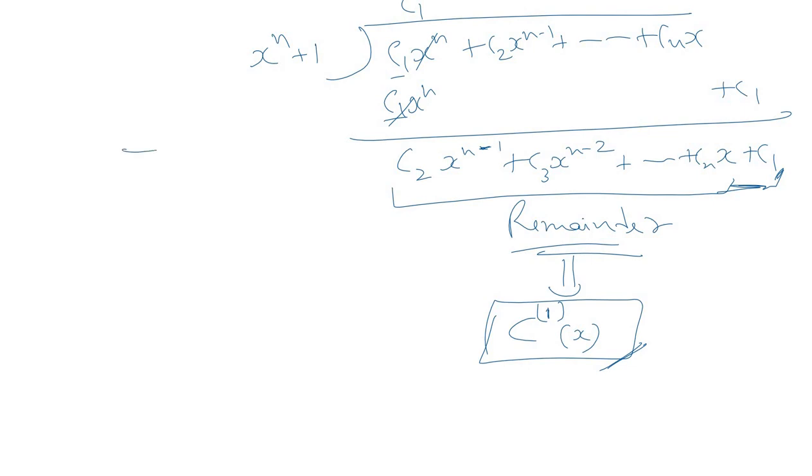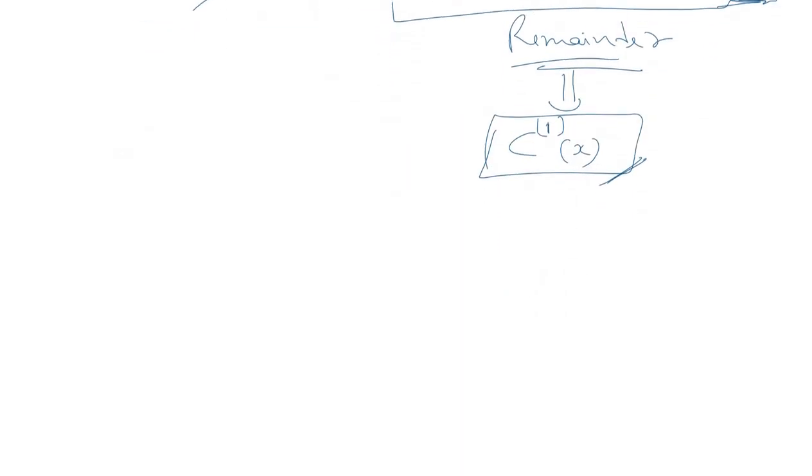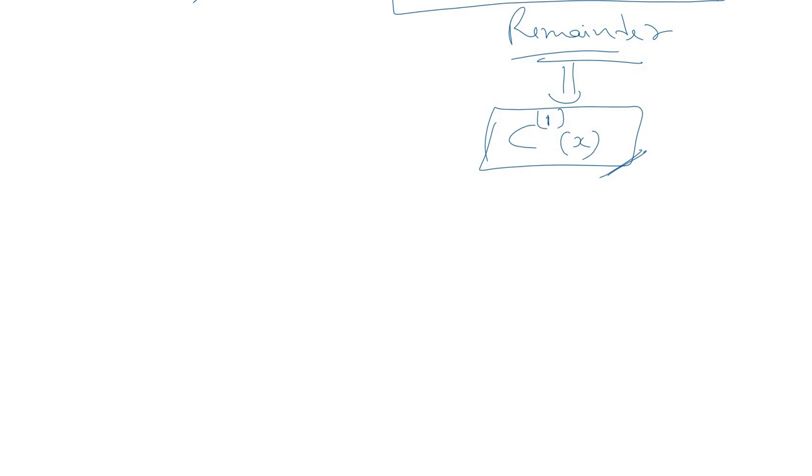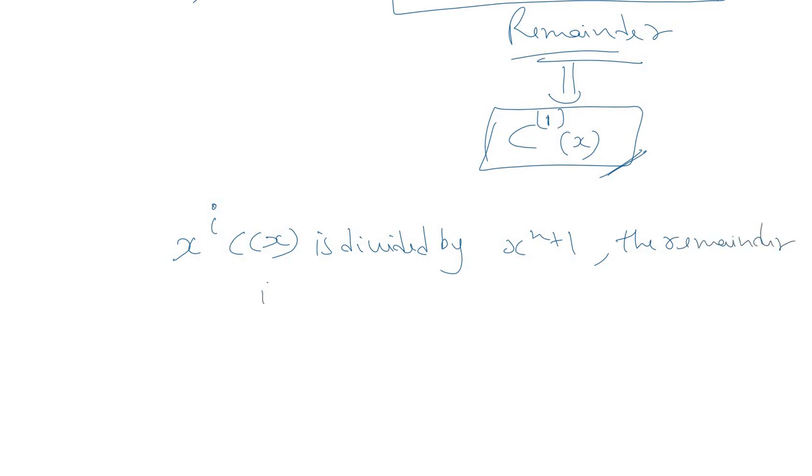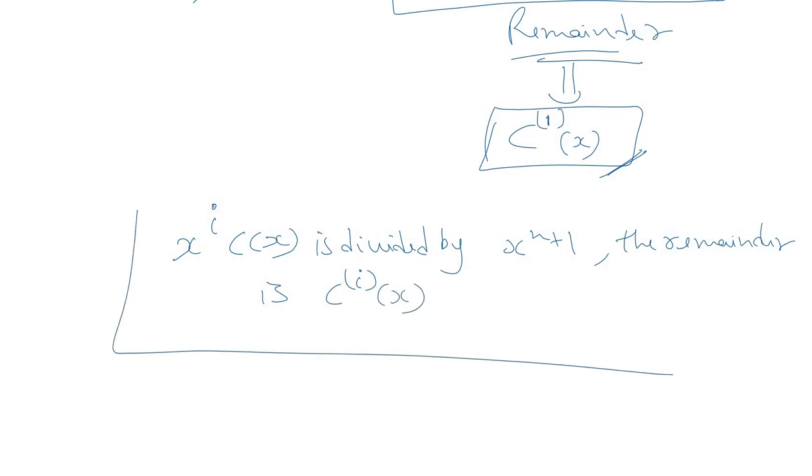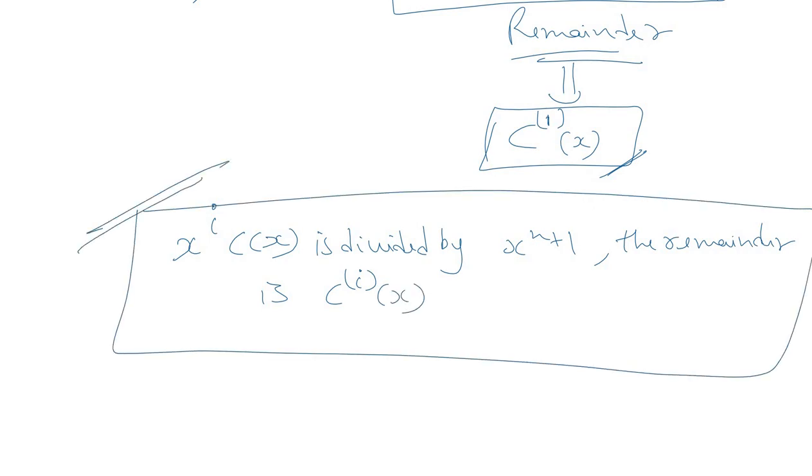So building upon this proof, if we say that when x raised to power i times c of x is divided by x raised to power n plus 1, the remainder is Ci of x. This is the important property that we are talking about here.